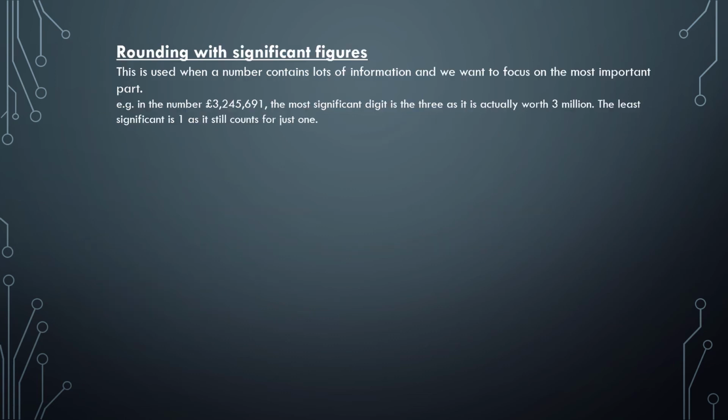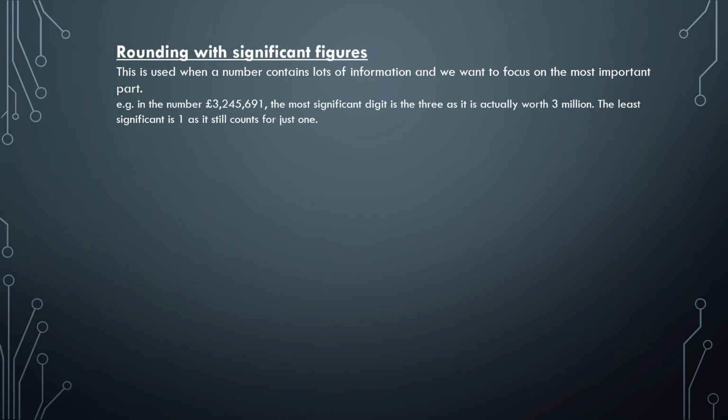So when we want to round with significant figures, we tend to use rounding to significant figures when we're looking at much larger numbers. Okay, so if we take, for example, the number 3,245,691, a lot of detail in there. But our most significant digit is the 3, because it doesn't count for just 3, it actually counts for 3 million. And our least significant digit is the 1 at the end, because it still just counts for 1 unit.